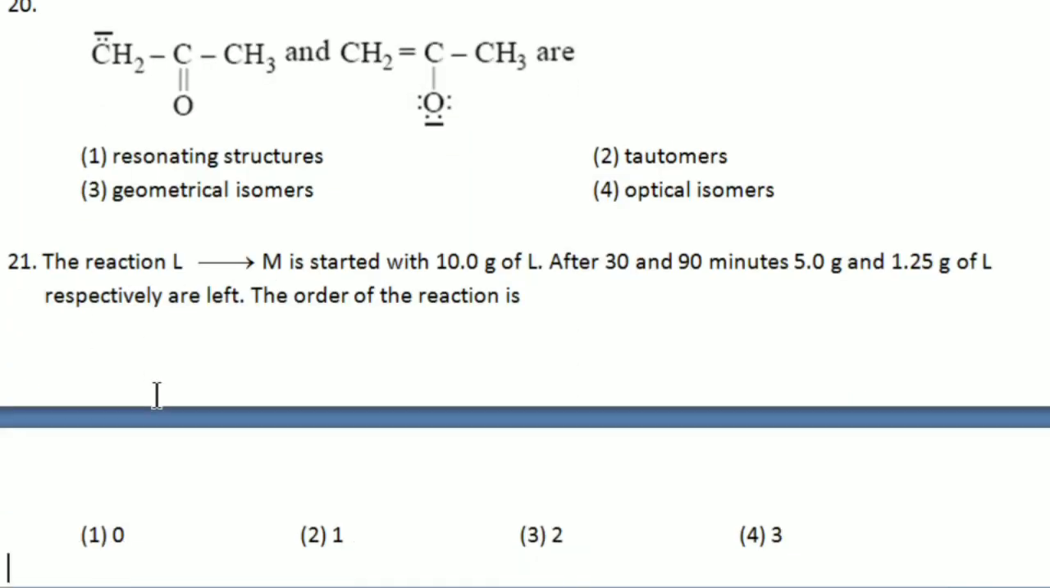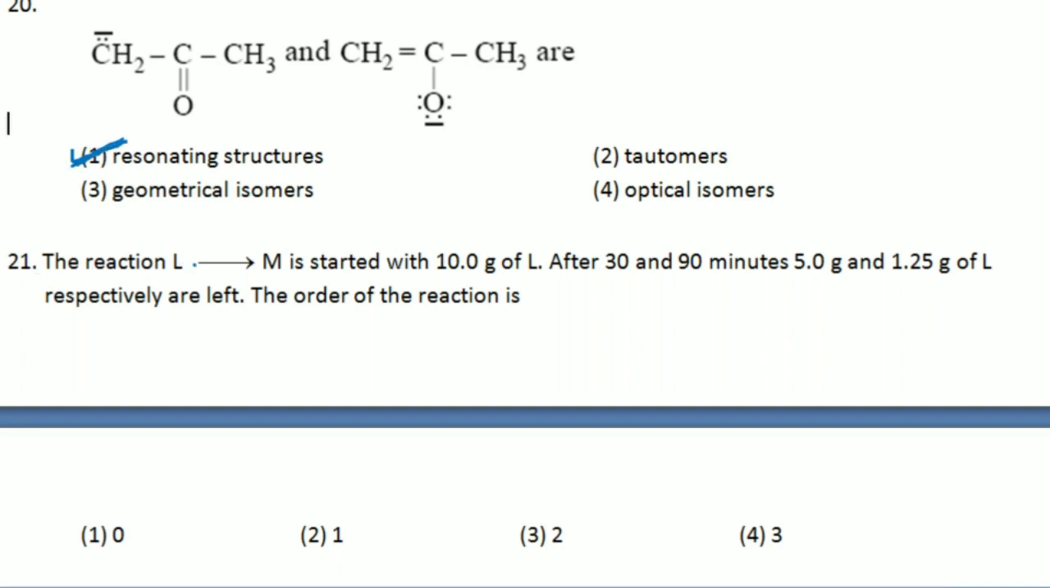20th question. So CS2 minus is given, C double bond to CS3 gives rise to CS2 double bond C, single bond O minus CS3. So what is the correct answer for this particular case? Remember, these two, by seeing only you can easily tell this is a resonating structure. So the answer is 1.